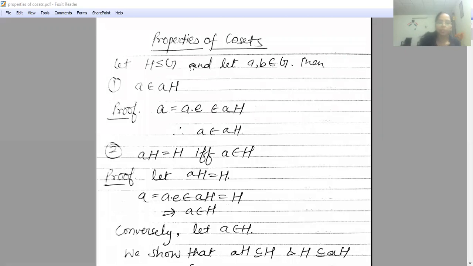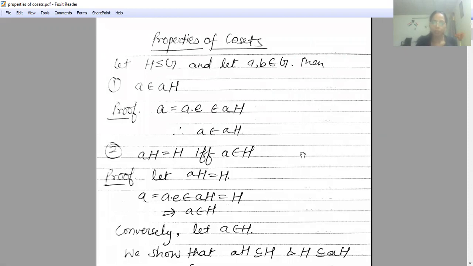Hello friends, in the previous lecture you have seen the definition and example of cosets. So in this lecture we are going to continue with cosets, but here we are going to see some properties of cosets. As you know, cosets are of two types, left cosets and right cosets.